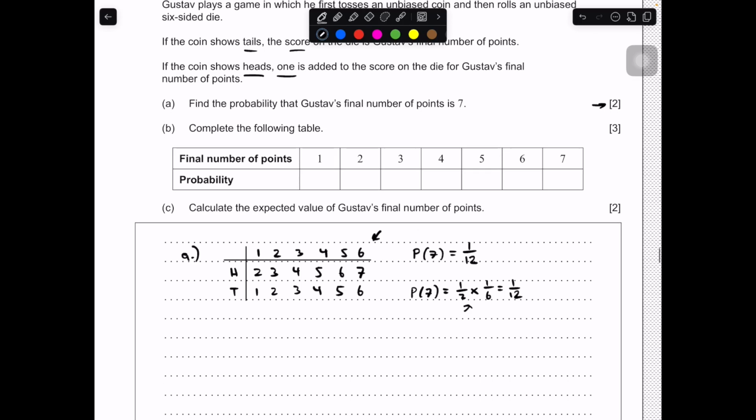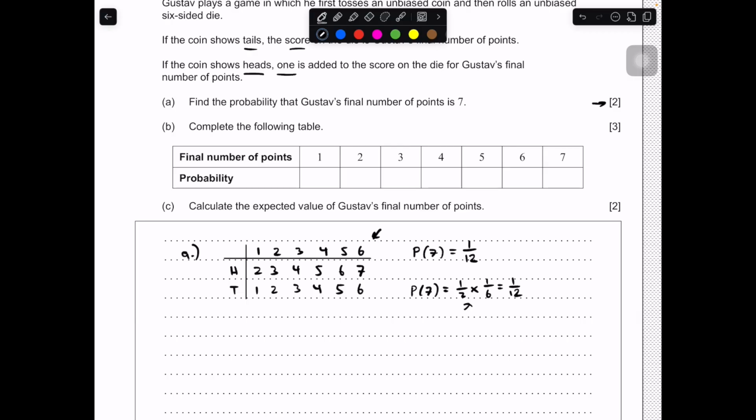Okay. Part B asks us to complete the following table, the final number of points and the probability. In this case, I think the sample space sets us up pretty nicely. So let's have a look.